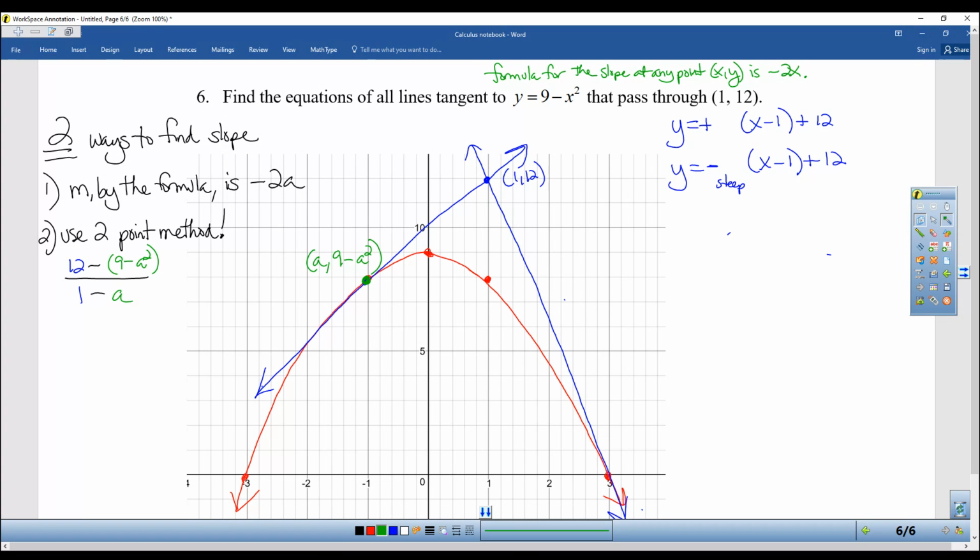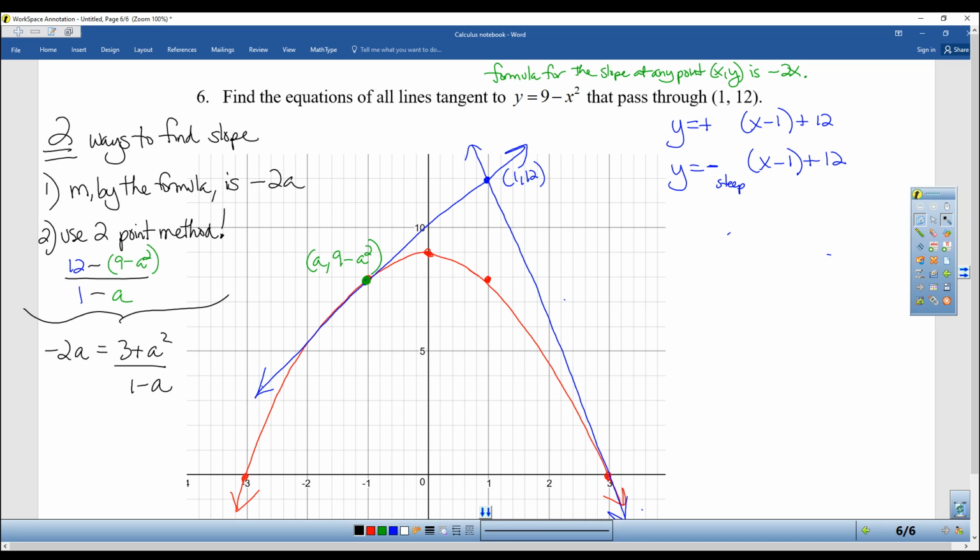Why would we do that? Because they both tell us the slope. So your 2-point method works and your formula for the slope at a point works. And now you can put those two together and say negative 2a is equal to, what is that going to be? 12 minus 9 is 3 plus a squared over 1 minus a.